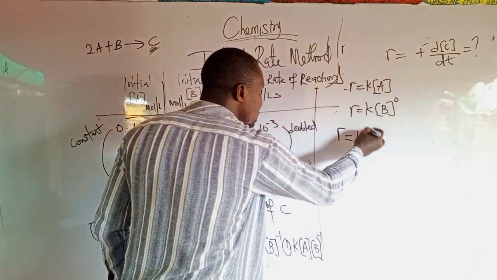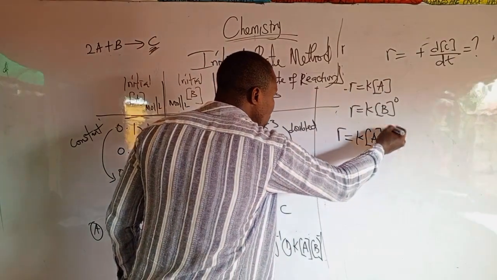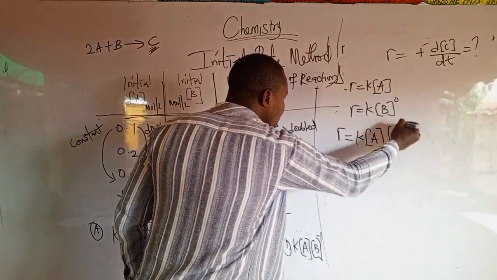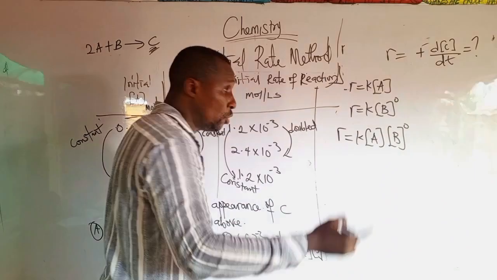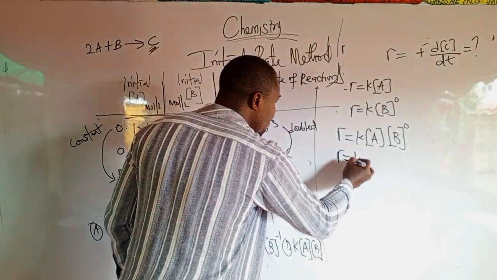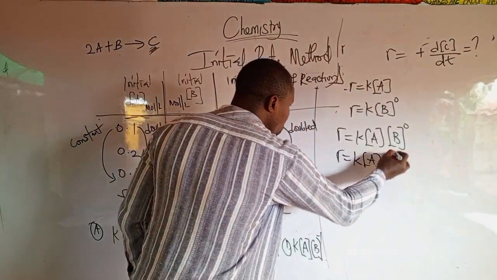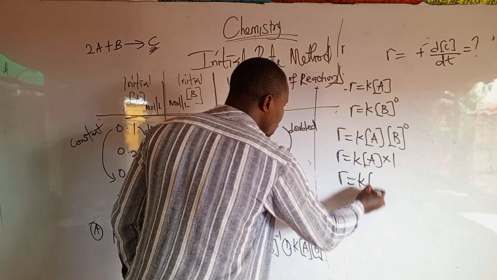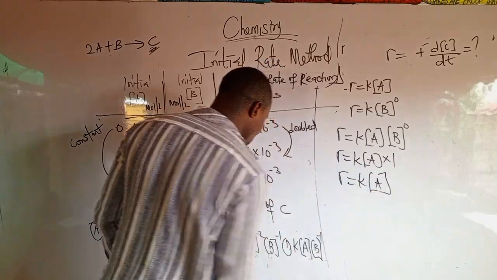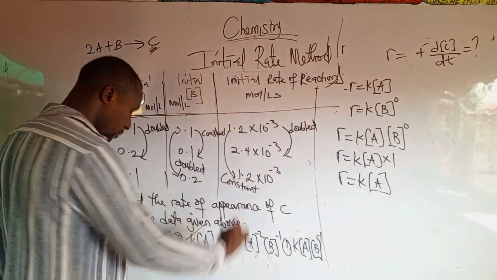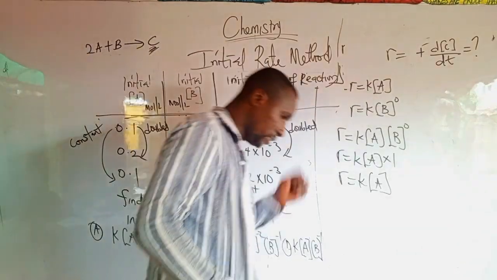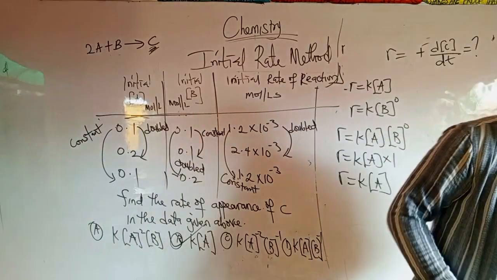R equal to K into A raised to power 1, then B raised to power 0. This one raised to power 0 is 1. That means R equals K A times 1. Therefore, R equals K A. That means which answer? Option B. Very simple. There's no need to work. Shortcut.